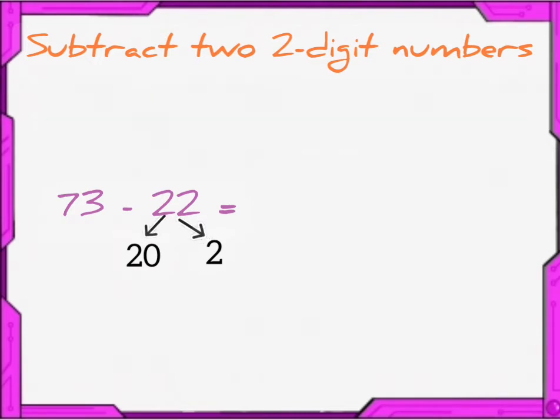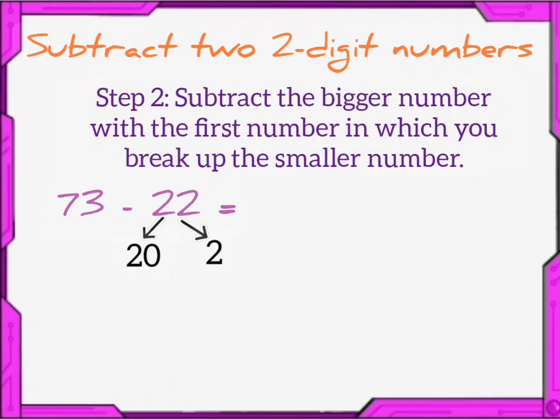Now let's go with step 2. Subtract the bigger number with the first number in which you break up the smaller number. That will be 73 minus 20 because 73 is the larger number. And 20 is the first number that we break up the smaller number, which was 22. So 73 minus 20. So to solve this, I look at the digits in the tens place in each number.